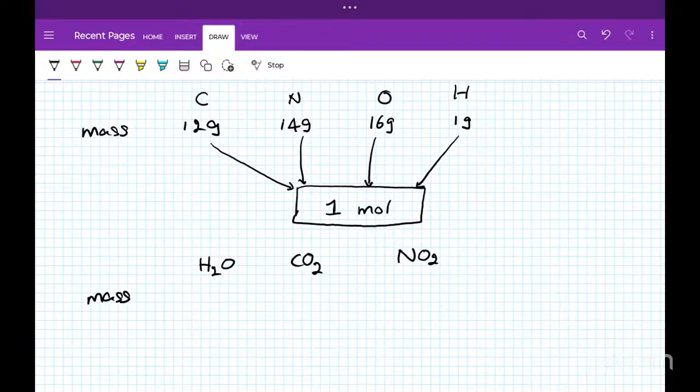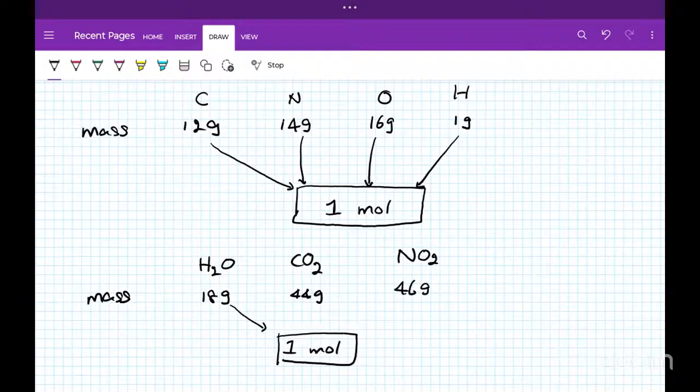So the relative molecular mass of H2O is 18, so you take 18 grams. The relative molecular mass of carbon dioxide is 44. You can calculate this one; you know how to calculate the relative molecular mass, that's what we have done in the previous class. Take them in grams. Nitrogen dioxide: nitrogen is 14, oxygen is 32, that is 46 grams. You take exactly the relative molecular mass in grams, you are taking 1 mole.